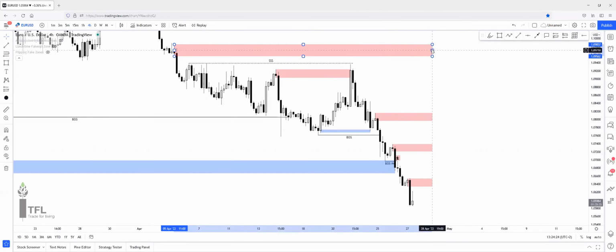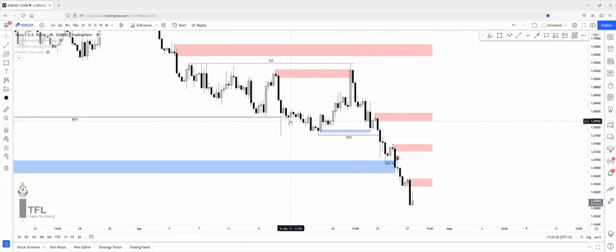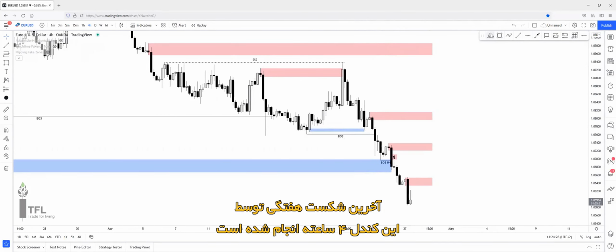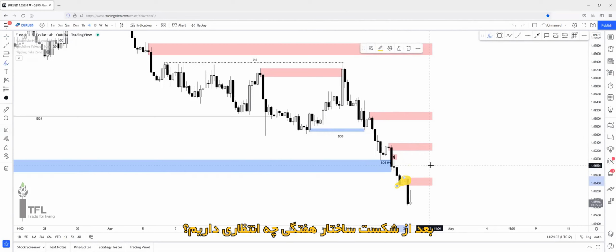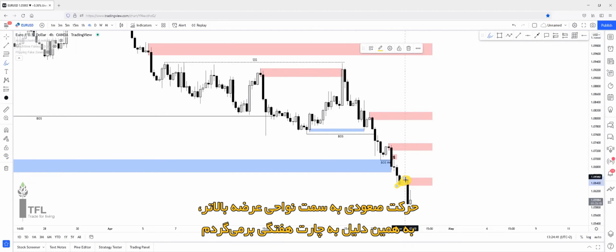Right here, perfectly lined up. Okay. So the last recent weekly breakout structure has happened by this 4-hour zone. What can we expect after a weekly breakout structure? If price breaks below a weekly structural point, what can we expect? We can expect an extreme pullback, right? Not a pullback, an extreme up movement to some higher supply areas.